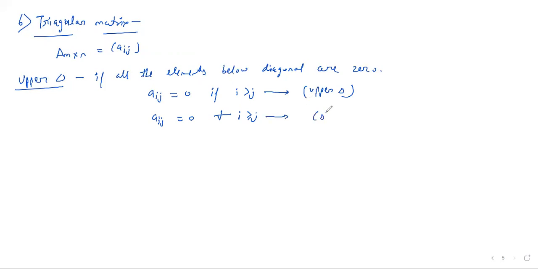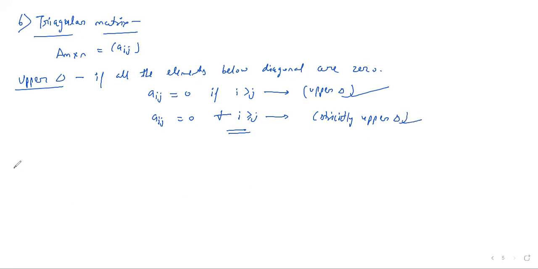and this is my strictly upper triangular, because it is taking all the diagonal elements to be equal to 0 as well. It has i greater than or equal to j. So when all the elements below the diagonal are 0, then we say that it is upper triangular, and when the below diagonal elements are 0 and the corresponding diagonal elements are also 0, then we say that it is my strictly upper triangular.